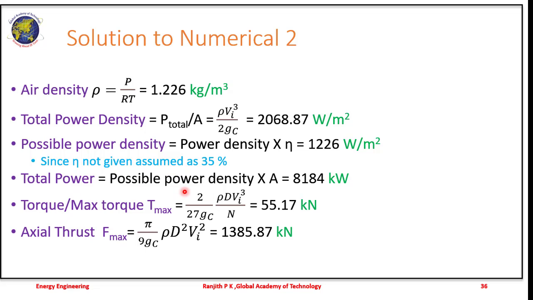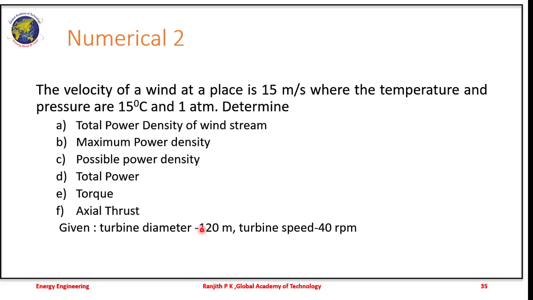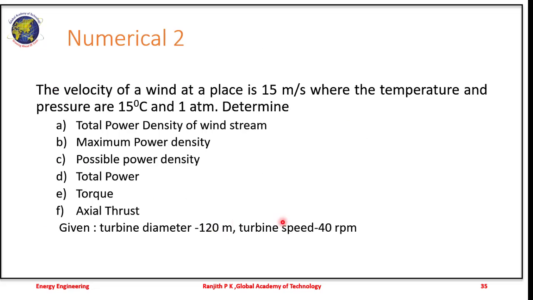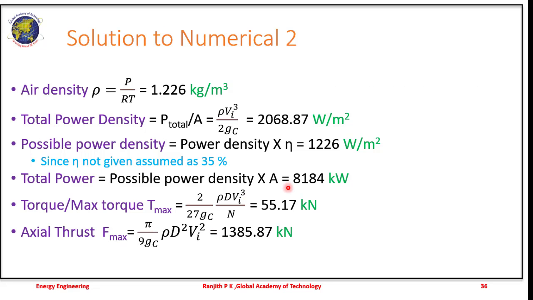Then the total power is nothing but possible power density into the area. So the total power that is generated is 8184 kilowatt. Then the torque produced is rho D VI cube by N into 2 by 27 GC, where D is the diameter of the turbine, 120 meter, and N is given in RPM, which is substituted in RPS, and obtained as 55.17 kilonewton. So it is just a direct substitution.